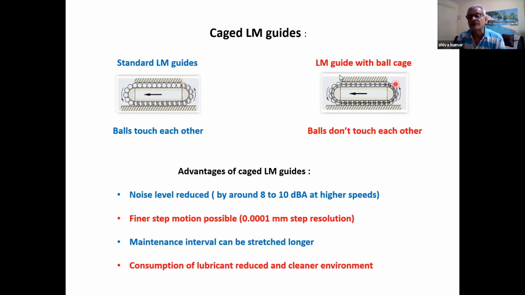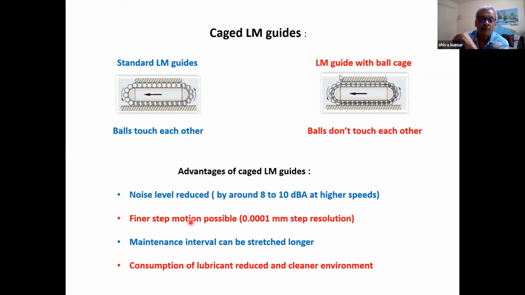In the case of the caged guide, what happens? The balls do not touch each other at all, either in the loaded zone or in the return path zone. So this ball knocking each other does not happen. And that is why the noise level comes down quite significantly, particularly at high speeds. The noise level can be lower by 8 to 10 decibels at higher speeds.